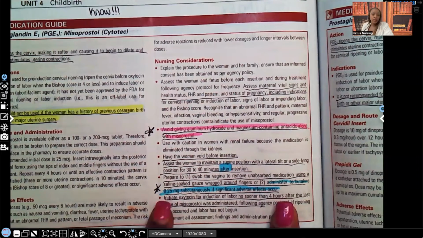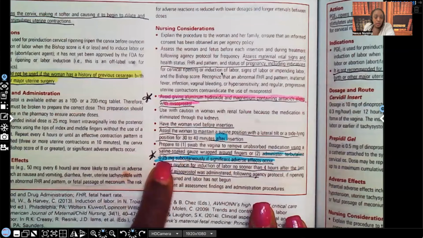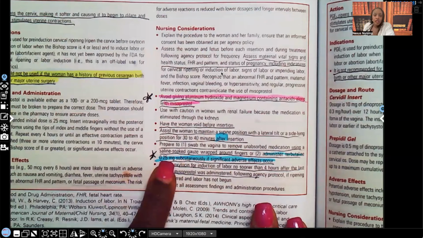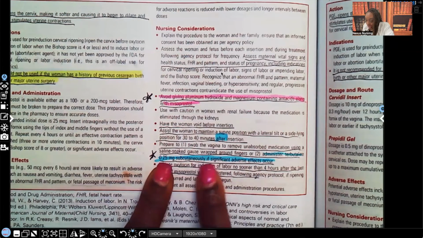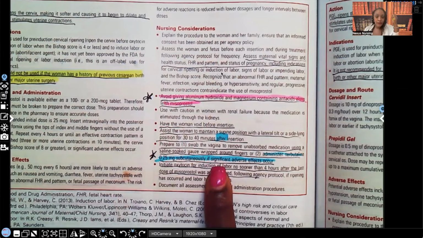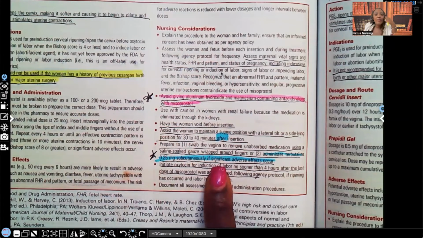administer terbutaline. And you see this dosage, you have to know that. It's not enough to know you're going to give terbutaline. You have to know how much. 0.25 milligrams subcutaneously if the patient has an adverse reaction. So you got to have that 0.25 milligrams of terbutaline available right there at the bedside, prepared in case the patient has an adverse reaction. How much are you going to give?